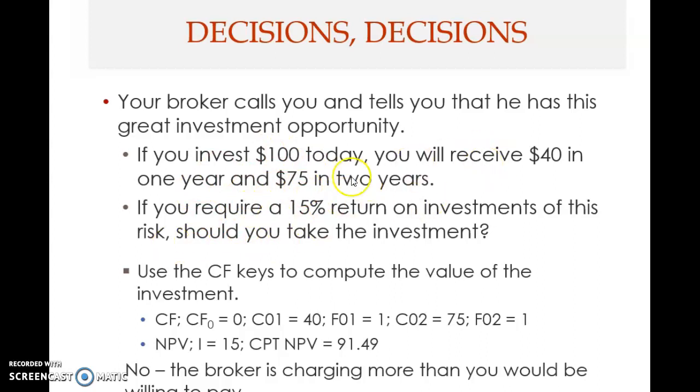Now to do this present value, look at the elements in this problem. We ignore this $100 for the moment. This is $40 1 year from now, and $75 2 years from now. So this is a stream of cash flow. There are multiple cash flows, and the term is 2 years, because this is over 2 years. And the interest rate is 15%. We are given that. So the question is, should you take the investment?